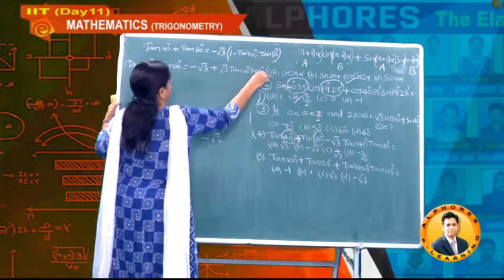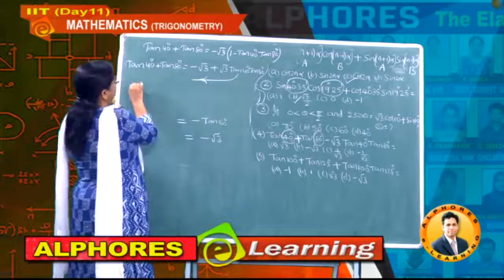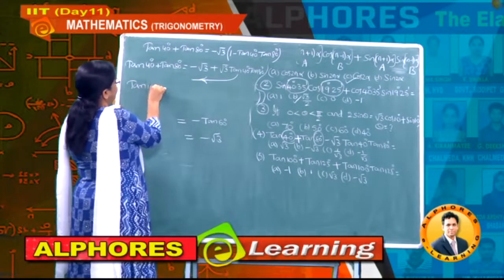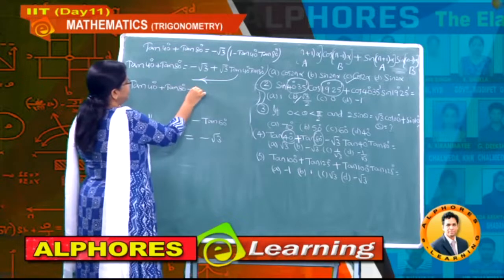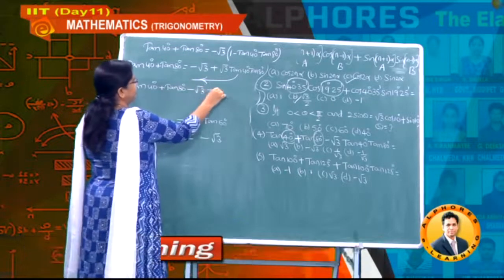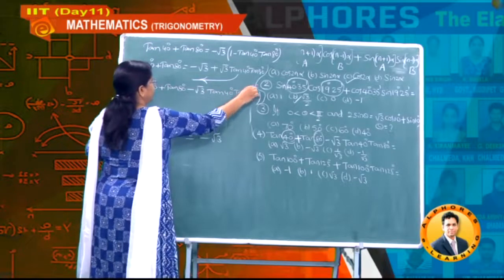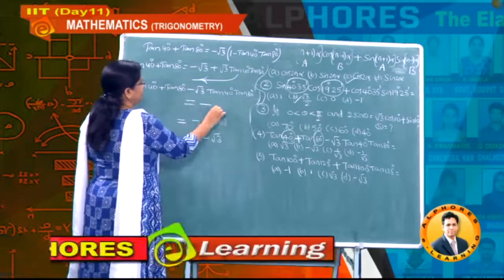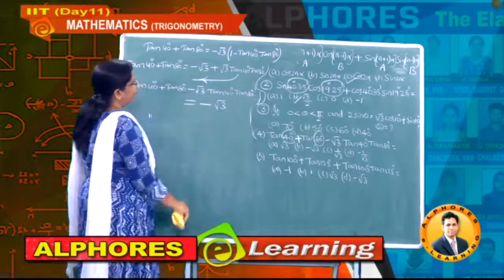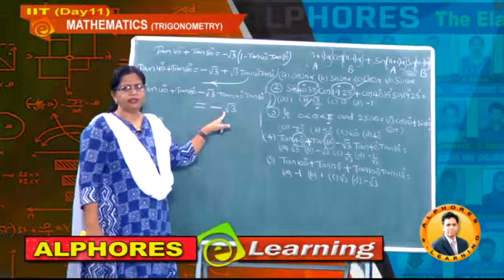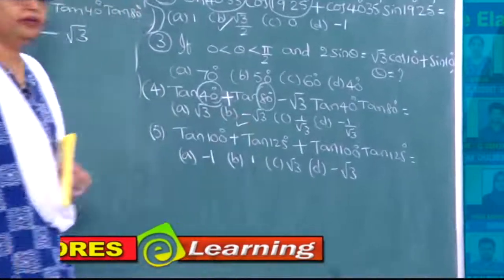And therefore take this entire value to this side. If I take that value to this side, then tan 40 degrees plus tan 80 degrees plus, minus, you got root 3 times tan 40 into tan 80, students how much you got now? Equal to minus root 3. Okay, so finally what is our answer now? The answer you got is minus root 3. Understand?